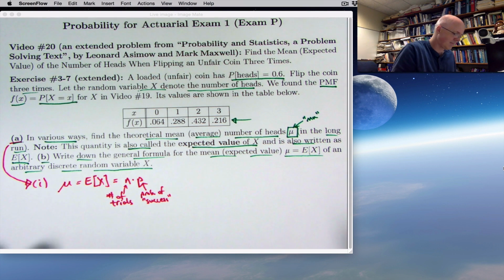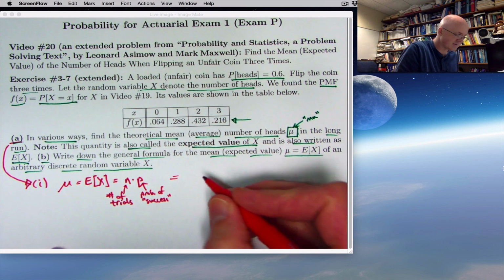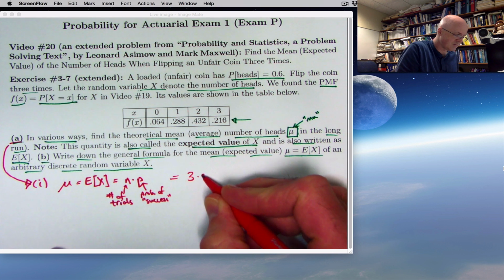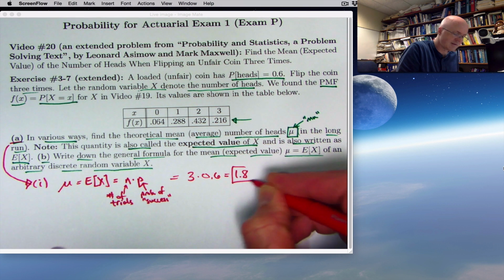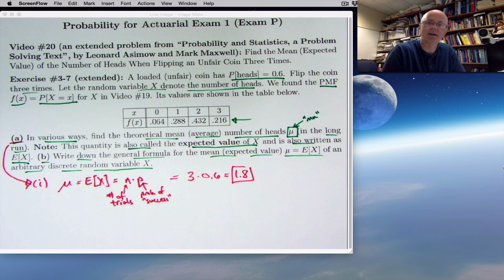then this will give you the mean. In this case, it's not 100 flips, it's 3 flips. Probability of success is 0.6. The answer is 1.8. That is going to be the mean. Okay? I hope that makes intuitive sense.